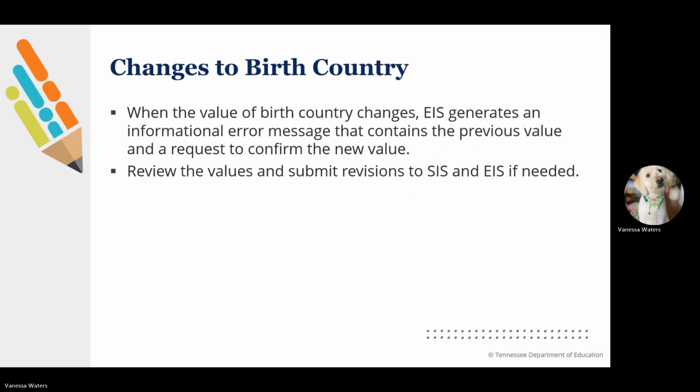All right, so let's look at changes to birth country. When the value of the birth country changes, EIS generates an informational error message that contains the previous value and a request to confirm the new value. Review the values and submit revisions to SIS and EIS if needed.